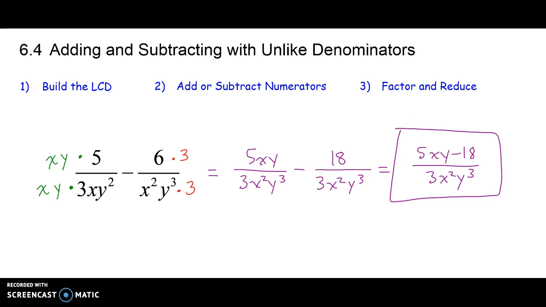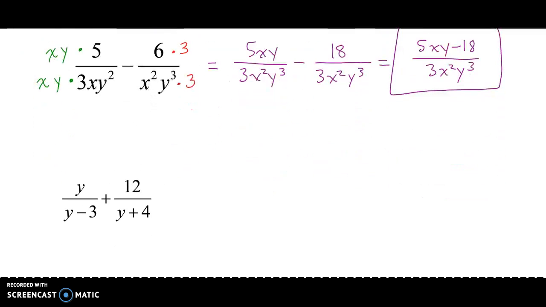So, that problem there was simple because the two denominators were individual terms. They didn't have multiple terms to them. Here's a slightly more challenging one. So press pause, try this one, and then press play again.